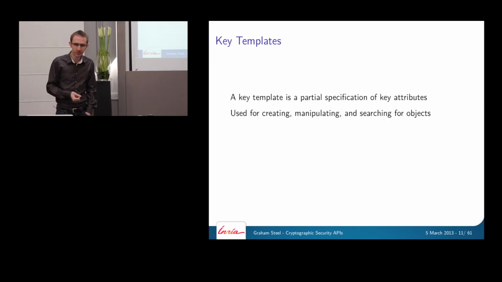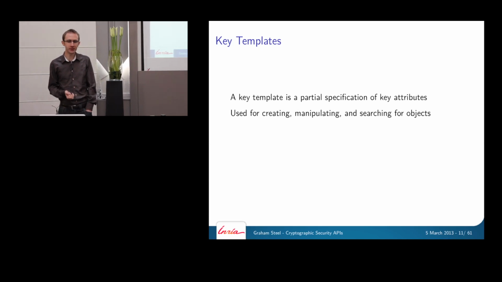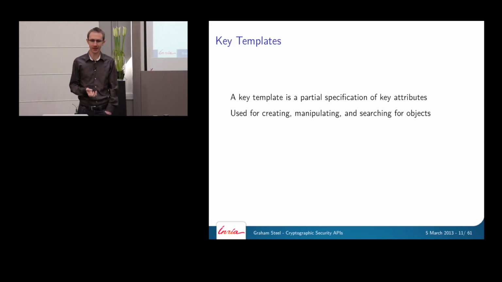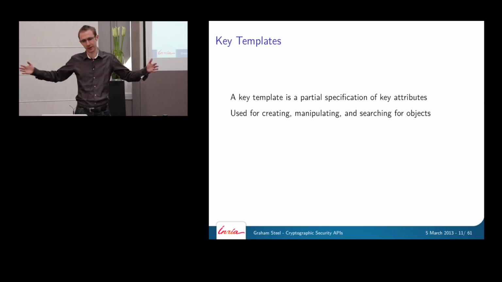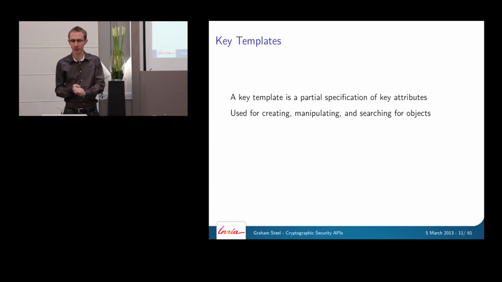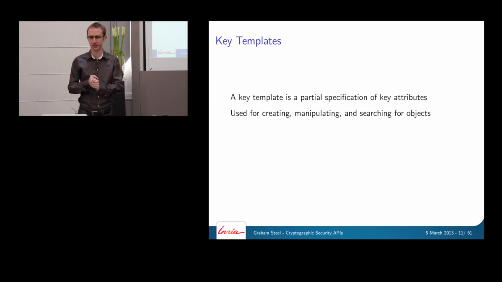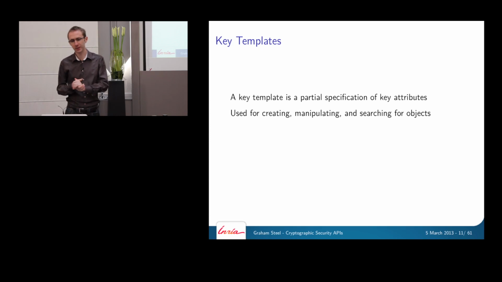Okay, another little bit of jargon. PKCS 11 talks about something called a key template. A key template is a partial specification of these key attributes. It may in fact be the improper subset of an entire specification of key attributes, but in general it may contain only a few of the attributes you need to define a key. And we're going to use these templates for creating, manipulating and searching for different objects on the device.